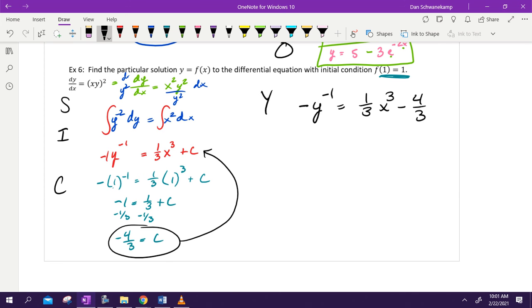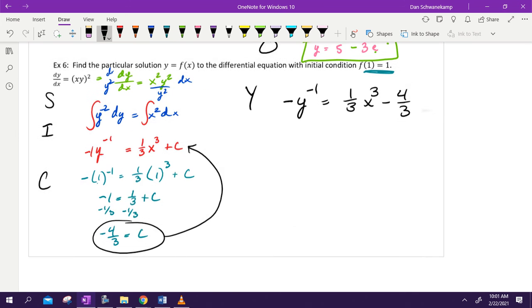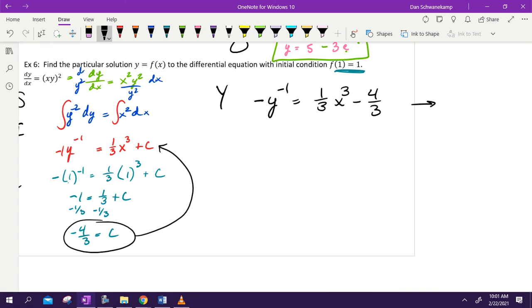If you wanted to get crazy, you could write this all as one fraction. Since both are divided by 3, you could make this x cubed minus 4 all divided by 3. Everybody see what I'm doing there? You don't have to. I want to get y by itself. So if I want to get y by itself, Cannon, what do you want to get rid of next? The negative sign. What are you going to do to the right side if you're getting rid of the negative sign? Change the signs.